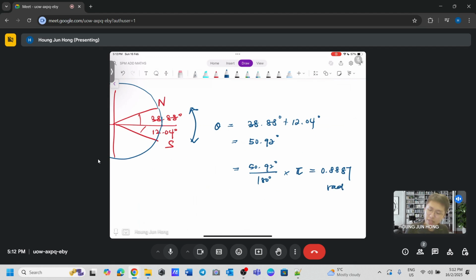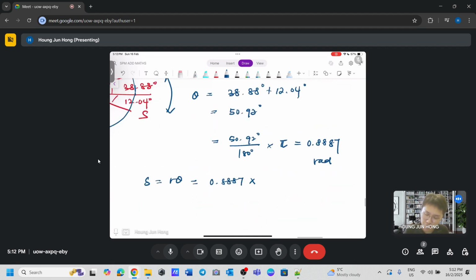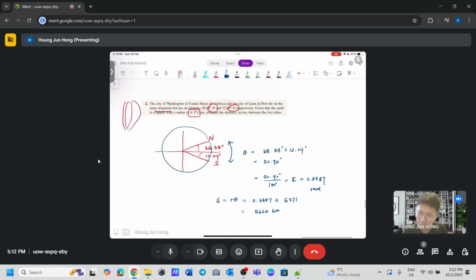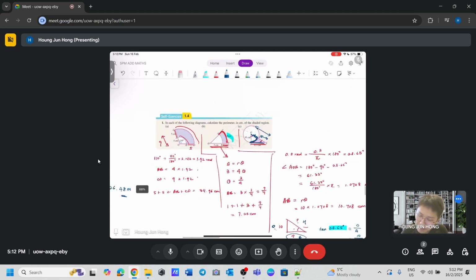So finally, how to find the actual distance? Yes, r theta: radians times radius. What is the radius again? 6371. Then just get the answer: 5662 km. Yes, it's correct. Okay, that's it. I hope everything is good. Let's move on to the next question.